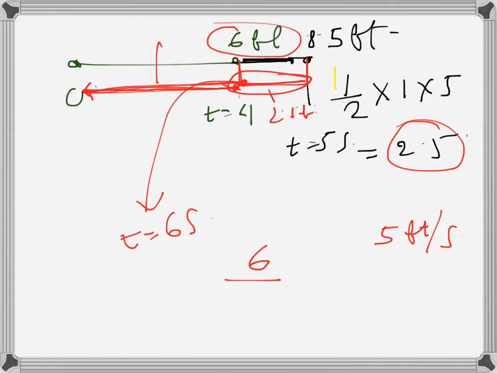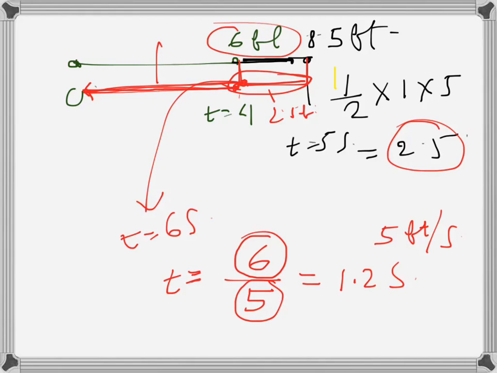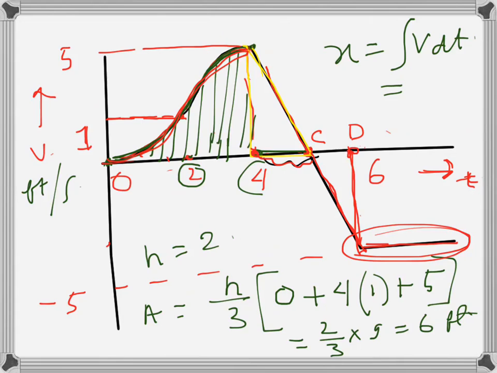So 6 feet with a velocity of 5 feet per second, the distance divided by the velocity gives the time, which is 1.2 seconds. So it will take another 1.2 seconds to return to the origin. It has already traveled up to 6 seconds, so 6 seconds plus 1.2 seconds. So after 7.2 seconds it will return to the origin, because 6 seconds have passed and another 1.2 seconds later it will return to the origin.